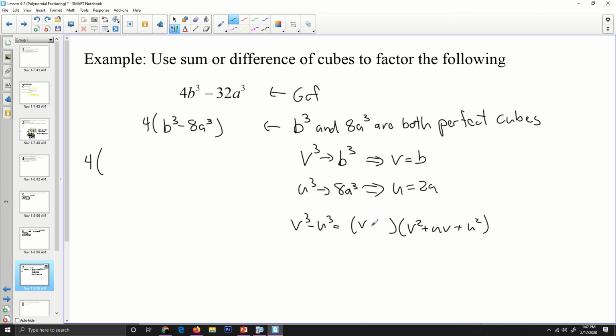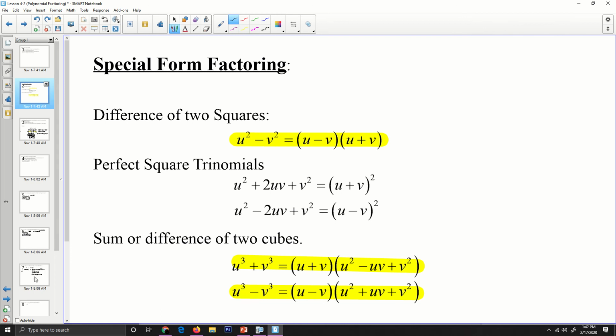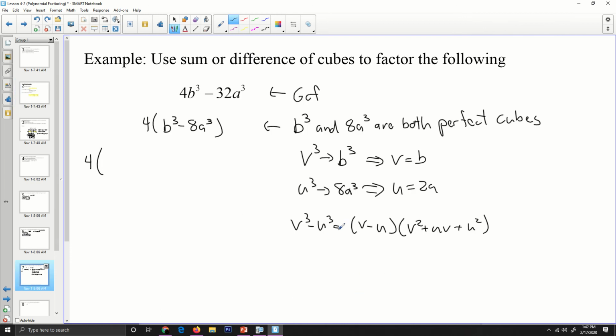It's going to be v minus u, is that one, and that does match what I have here. So I apologize for that. So we're just filling in the blanks. That's all we're doing. Since my v is b, we'll put a b there. Since my u is 2a, we'll put a 2a there.